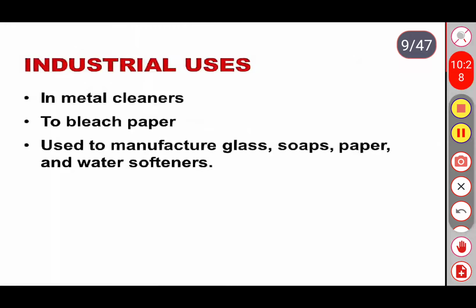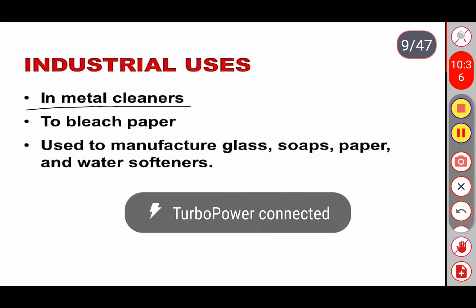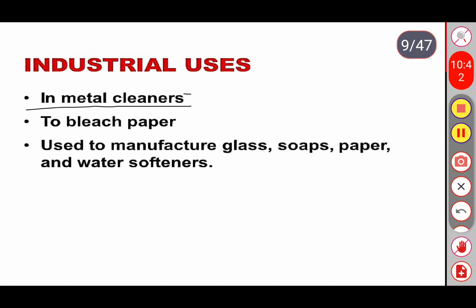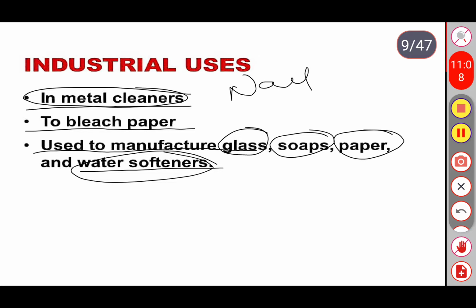See the next one, uses of sodium chloride. The first one is it is used in the cleaning of metals. In metal cleaners it is used as one of the most important components. Second one, to bleach papers. Third one, used to manufacture glasses, soaps, papers, and water softeners. In all these manufacturing processes we use NaCl, sodium chloride.